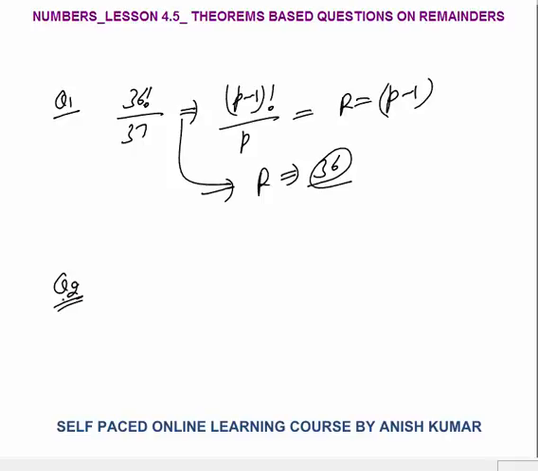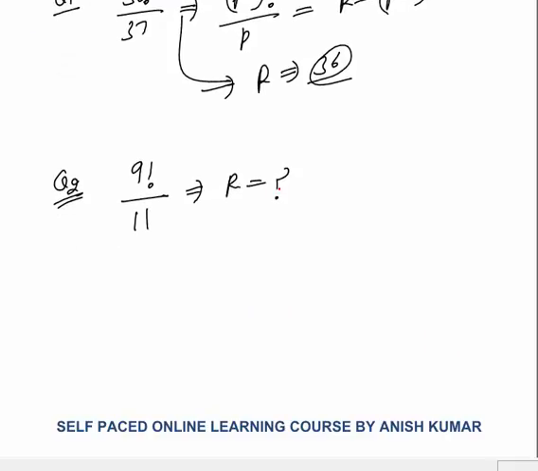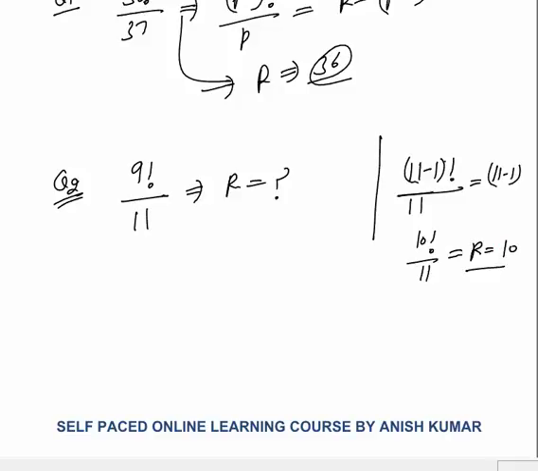The second question I am going to discuss is a bit more difficult than the first one. What is 9 factorial by 11? What will be the remainder? This is a bit tricky one. How to solve 9 factorial by 11? We know that 11 is a prime number. So 11 minus 1 factorial by 11, the remainder would be 11 minus 1. That is 10 factorial by 11. The remainder, we know, would be 10.